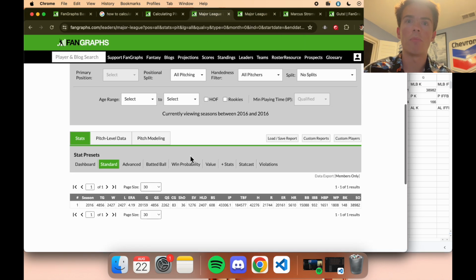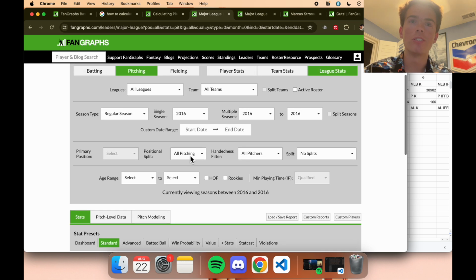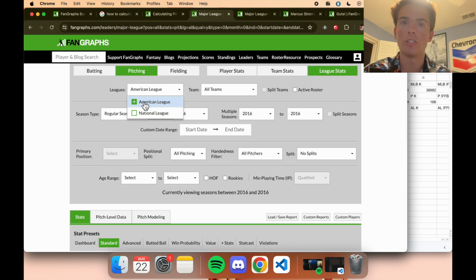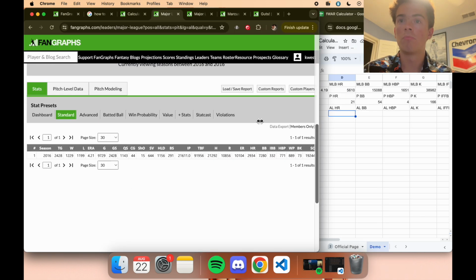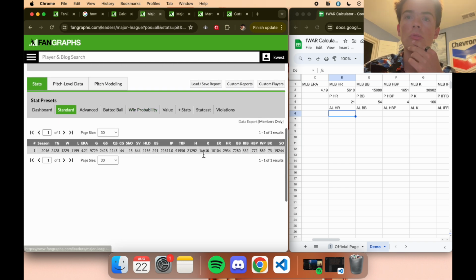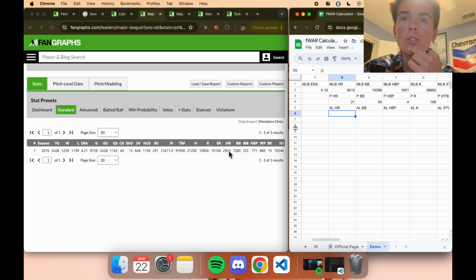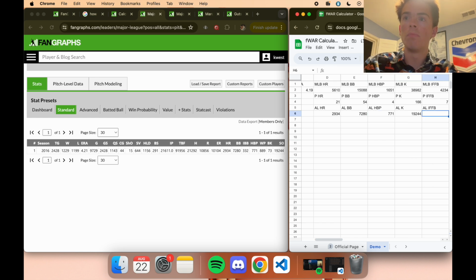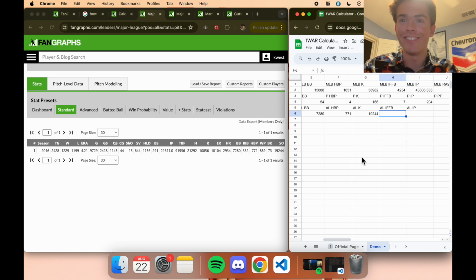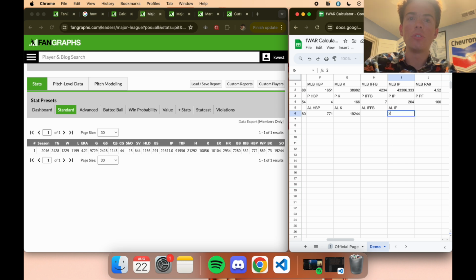Right here, I'm glad we saved this tab. What we can just do is change this from all leagues to just the American League, and now it'll update and give us the stuff that we want. So how many home runs were there in the American League? There were 2934. How many walks? 7780. Hit by pitch 771. Strikeouts 19244. Infield fly balls, we're going to have to loop back around for that one. Then 1611 innings pitched. All right, awesome.